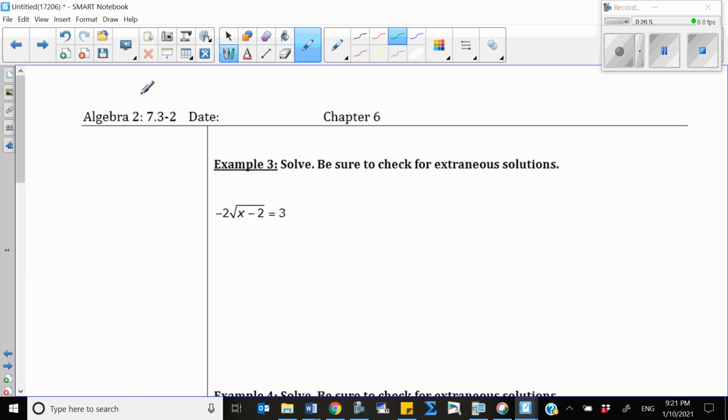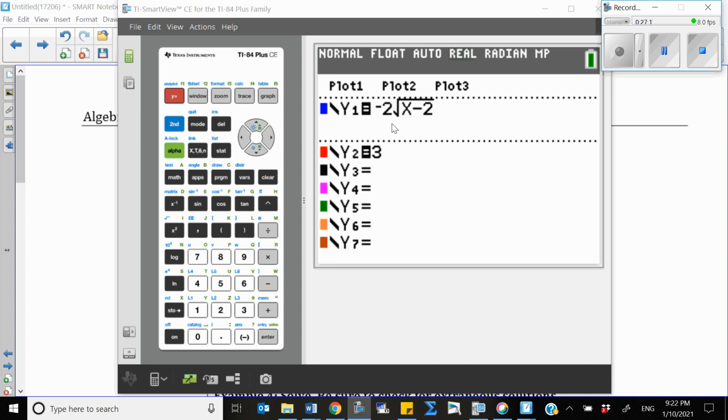Okay, let's go to the next example here. We have negative 2 square root of x minus 2 equal to 3. I'm going to solve this again with a calculator first, and also I will solve that algebraically to see how each of them would work. So in our calculator we entered the two sides of the equation, y1 as the left side and y2 as the right side. Now let's graph it and find the intersection.